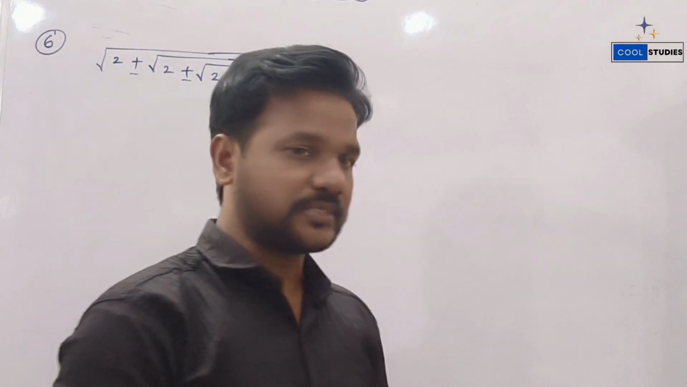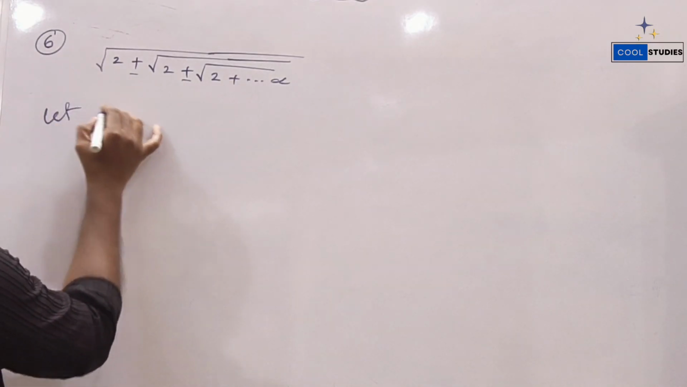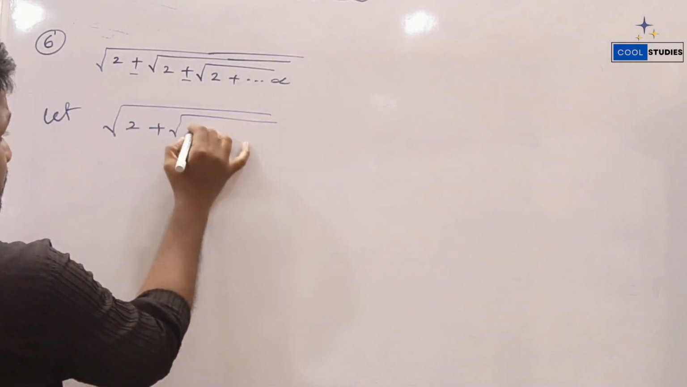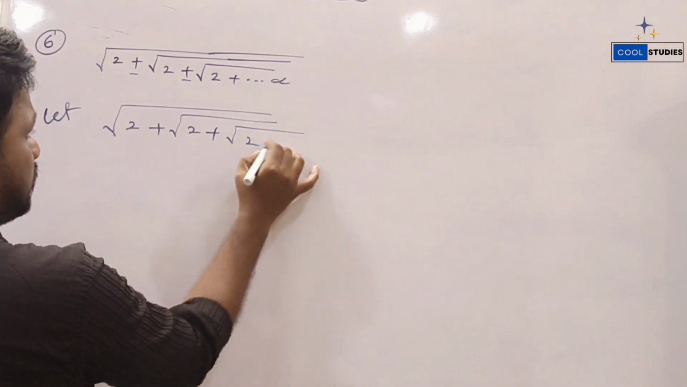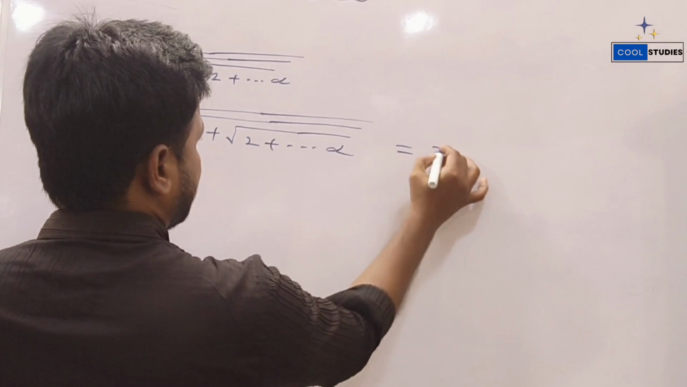First we discuss the procedure. So let us consider this total value here. Let us consider the given value root over 2 plus, root over 2 plus, root over 2 plus and so on to infinity. Let us consider it as x.